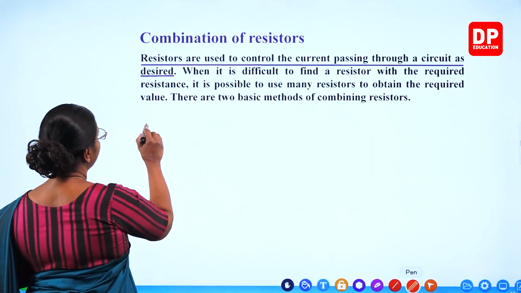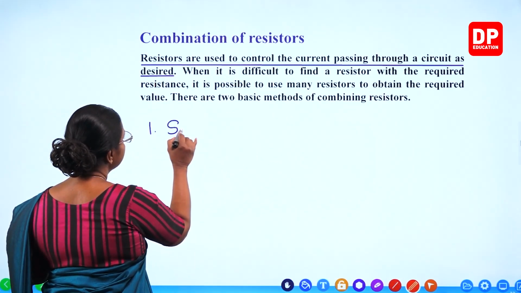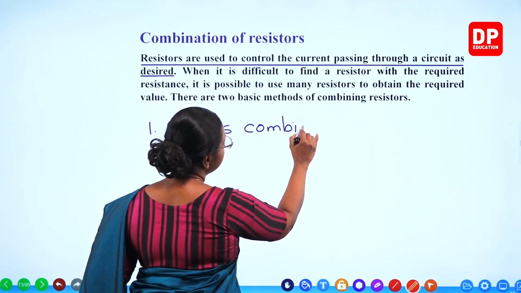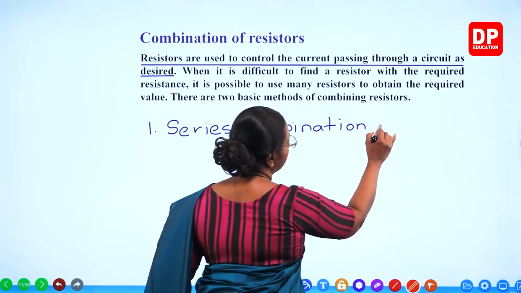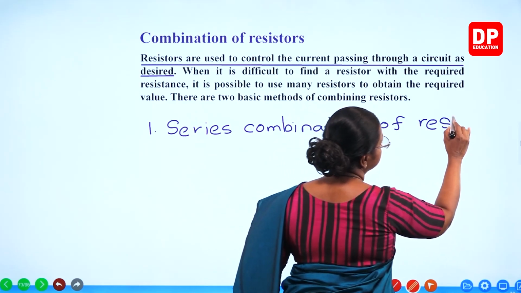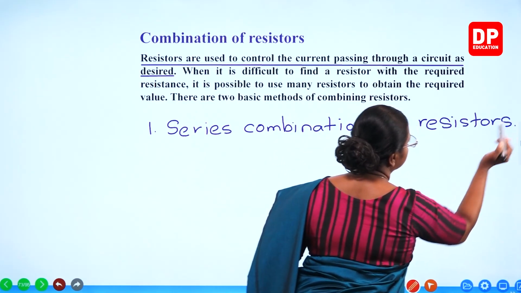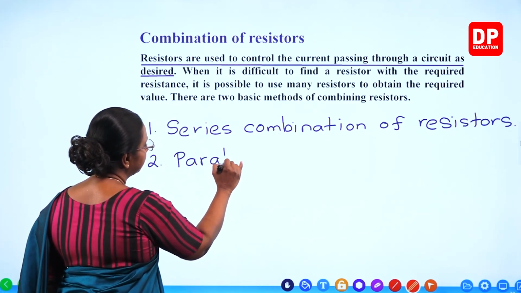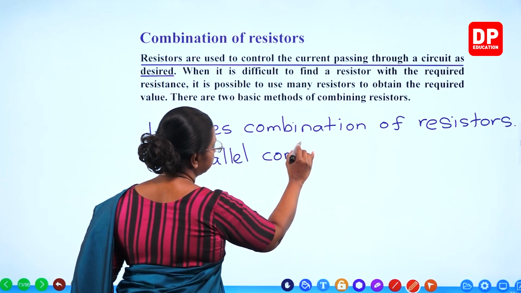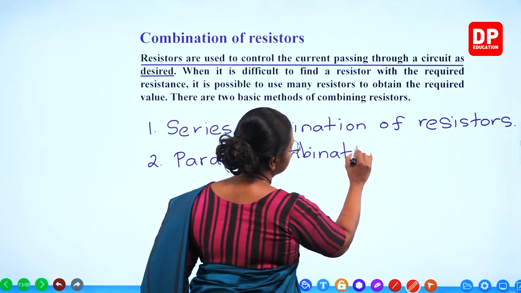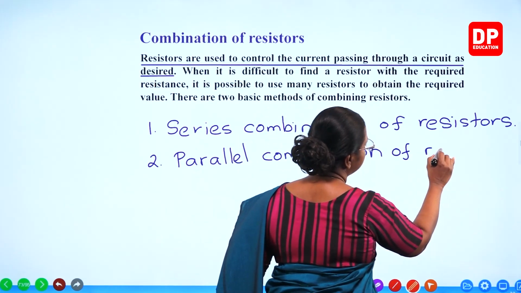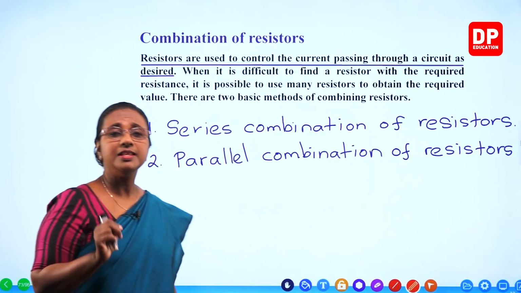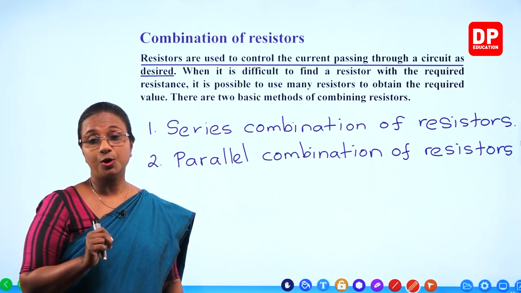If we look at the two methods, the first one is known as series combination of resistors. And the second method is known as parallel combination of resistors. You're familiar with these two types of combination also.